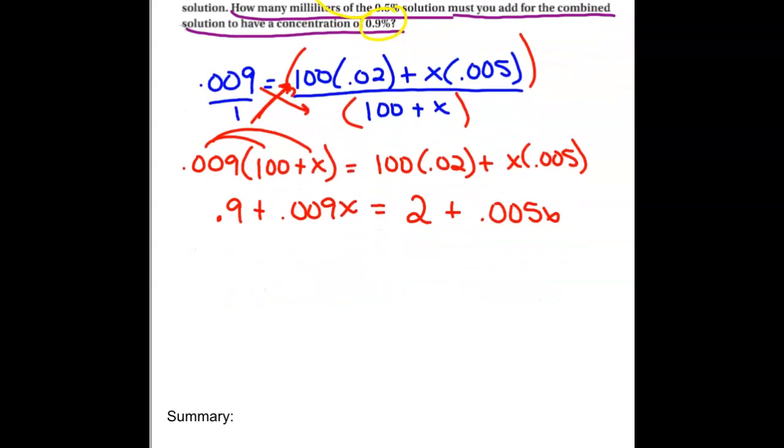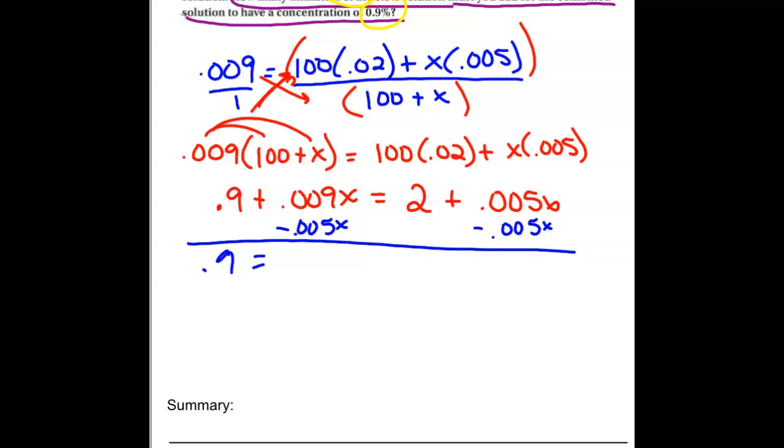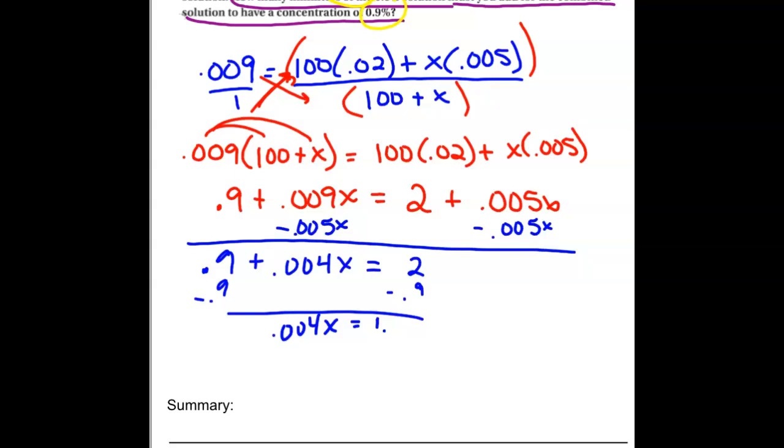Okay. We need to get variables to one side, so let's go ahead and subtract our smaller x piece over here. That leaves me, sorry, I have a plus sign here, 0.004x, and on this side all I have is the 2. Then I can subtract the 0.9. So 0.004x equals 1.1, and then when I divide 1.1 by 0.004, I end up with 275.